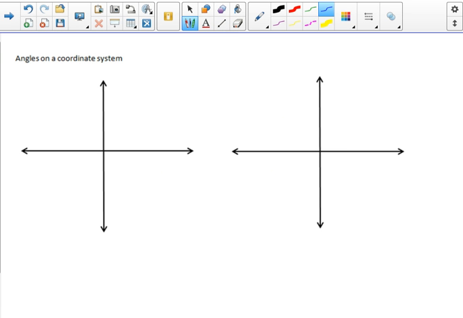All right, a little more importantly, angles on a coordinate system. Some things to keep in mind. First of all, we'll use the green. Angles are measured as a rotation of an arrow or a ray. So if I, got two of them there, hold on.